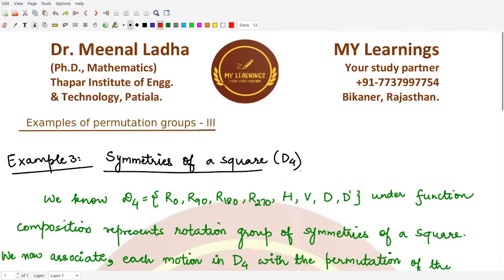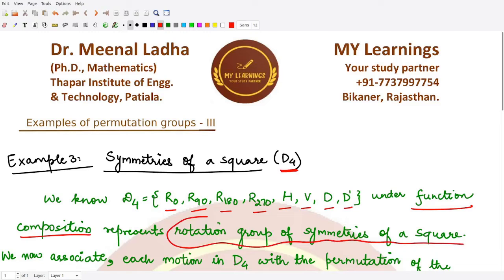So, we already know about the dihedral group D4, which represents the symmetries of a square. Now, we will be looking at this group in a permutation way. D4 contains the 8 elements, which are R0, R90, R180 and R270, giving 0 degree, 90 degree, 180 degree and 270 degree rotation. Then we have horizontal flip, vertical flip, diagonal flip and the other diagonal flip of the given square. So these 8 operations give us different results and they are the members of D4. The group operation here is function composition. Right, so this we already know represents the group of symmetries of a square.